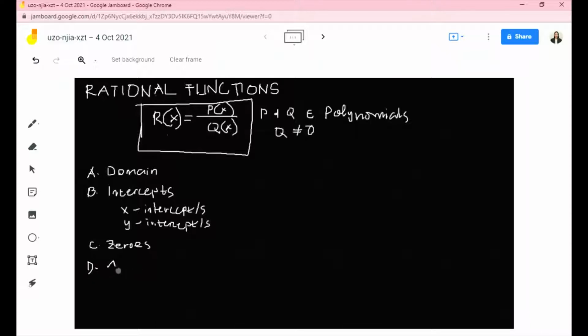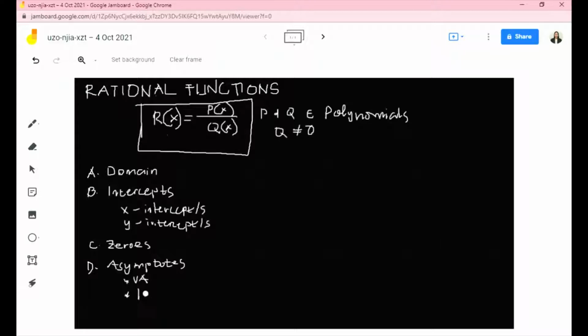Next, we have the asymptotes. For the asymptotes, we have two types: the vertical asymptote and the horizontal asymptote. For the vertical asymptote, I'll just write it here, VA. The vertical asymptote, these are the restricted values of your x. So whatever shouldn't be a value of your x in the given function, that will be your vertical asymptote, provided that no common factor exists for the numerator and the denominator.